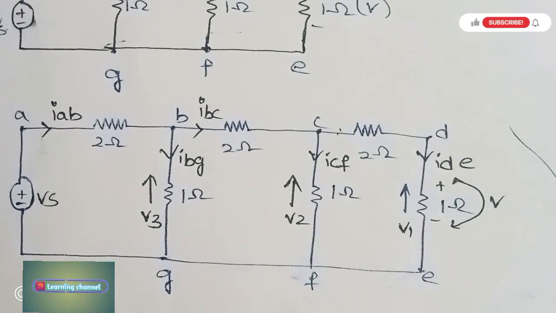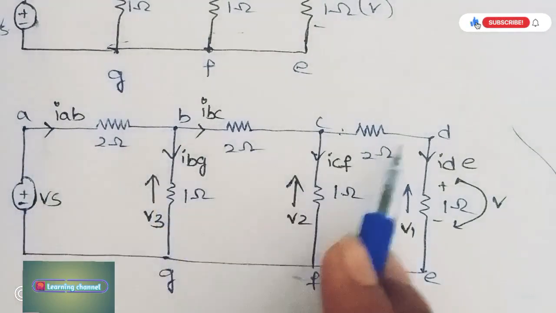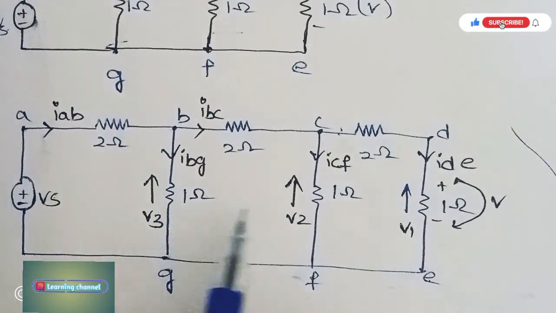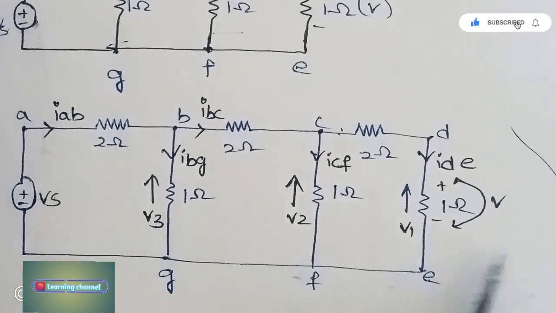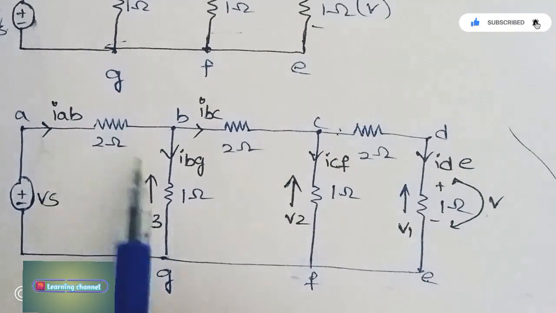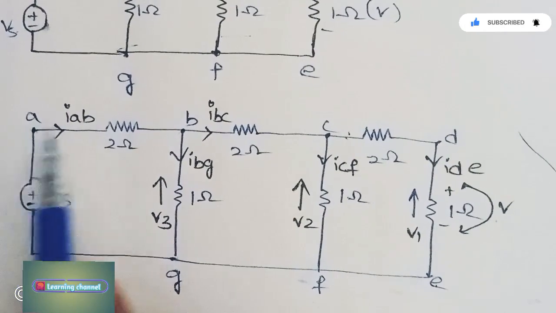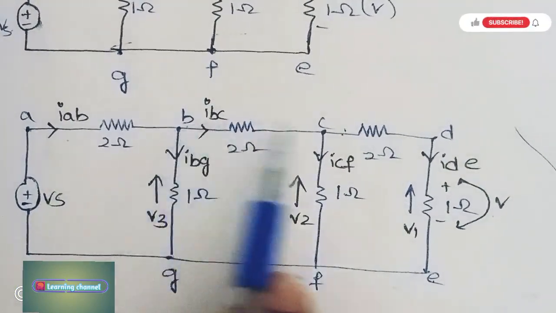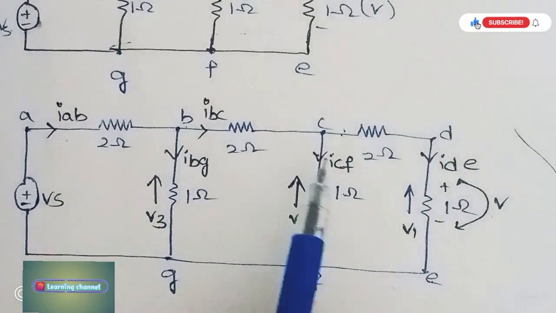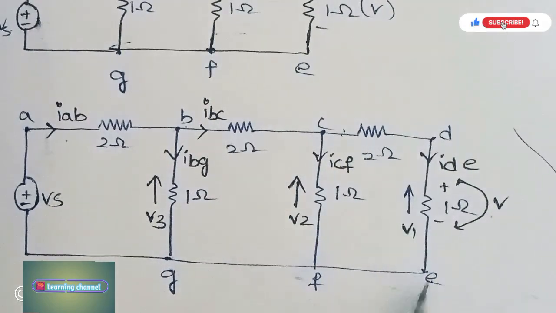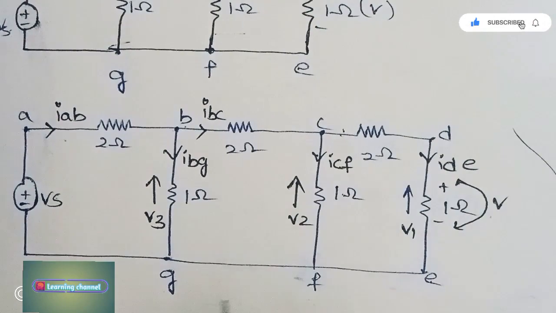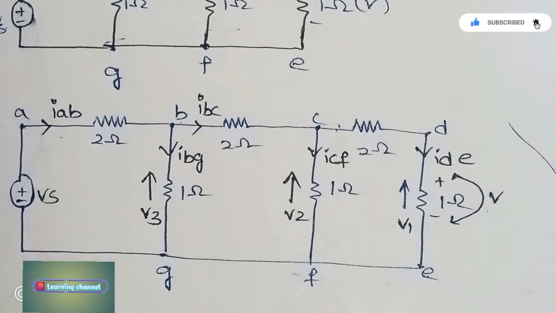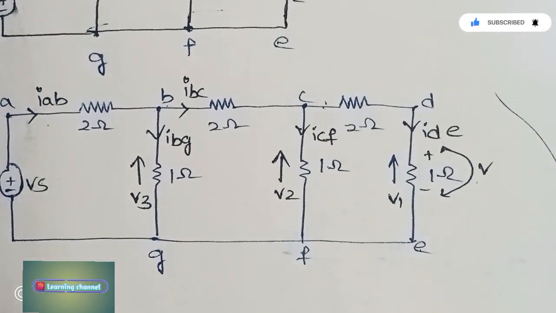By redrawing the circuit, we have the nodes A, B, C, D, E, F, G and the voltages V1, V2, V3 and V, which is given in the question, and the currents: flowing from A to B, IAB; B to C, IBC; C to F, ICF; and D to E, ID. In order to apply KVL, we require a closed loop.